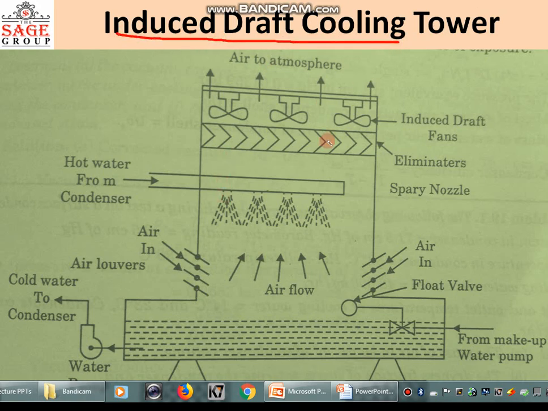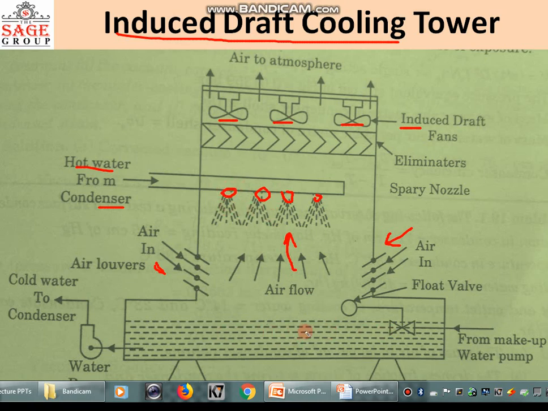In this type of cooling tower, we use induced draft fans at the top side. There are 3 induced draft fans, and air is coming from both sides. Air will enter from this portion and move upward because the induced draft fans at the top will suck the air. Hot water from the condenser is coming through this pipe, and we are using spray nozzles, which will break the water into small fine particles.